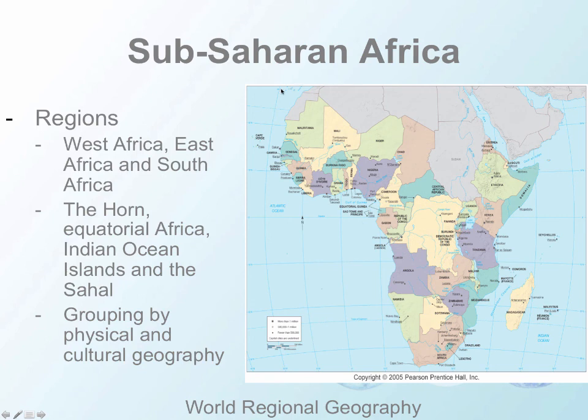All right, thinking about zooming out and thinking about regions within Sub-Saharan Africa, first of all, no one should ever think about Africa as one country. But if you need to zoom out a little bit, then think about West Africa, the Horn of Africa, Equatorial Africa, so where's the equator, and East Africa. And you can group these regions both in terms of physical and cultural geography.